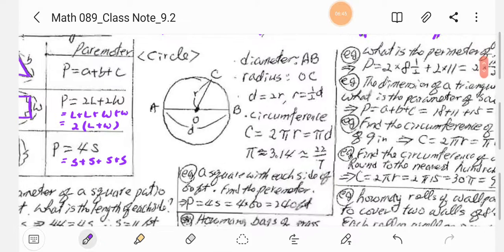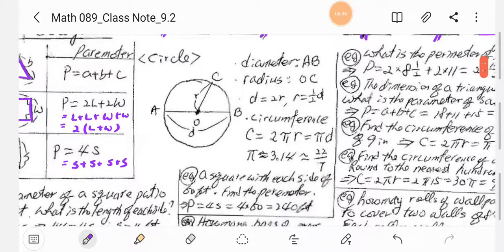Okay, circumference, we use letter C. So circumference is memorized, 2 pi r. R is a radius. And then, or pi d. D means the diameter. Diameter is twice the radius, right? Twice the radius. So circumference is the length of the circle, the outside circle.